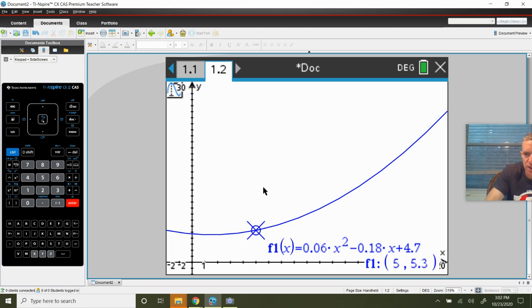Okay. 5, enter, 5.3. Plot that on your graph. Let's type in a 10. Hit enter. 8.9. It might make sense to plug in an 8 just because that's one of our actual pizzas, 8, 7.1.